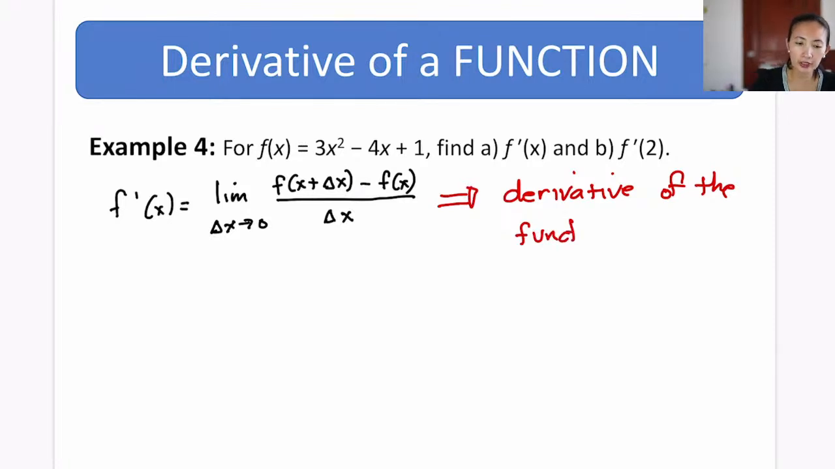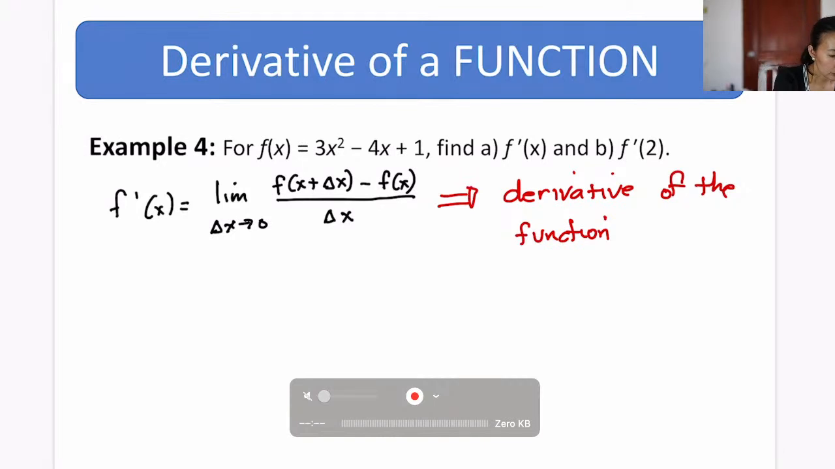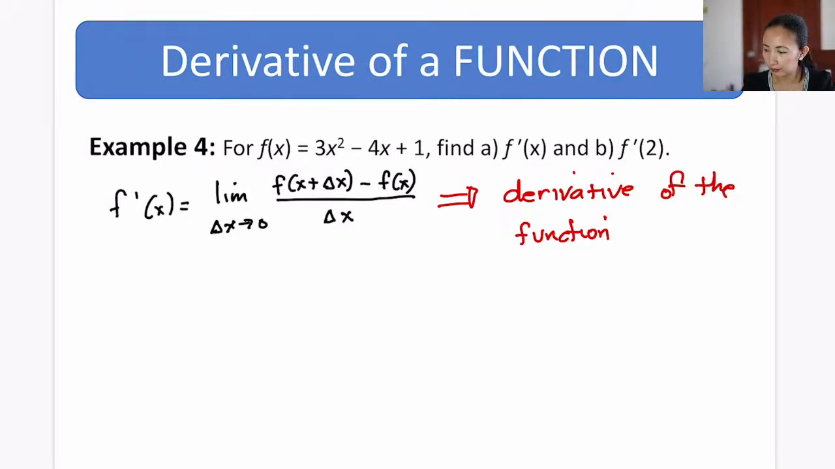Okay? Derivative of the function. So now let's proceed to finding f prime of x. Okay, so f prime of x is equal to the limit of f of x plus delta x. We simply have to substitute x with this, x with this. So what will this be?